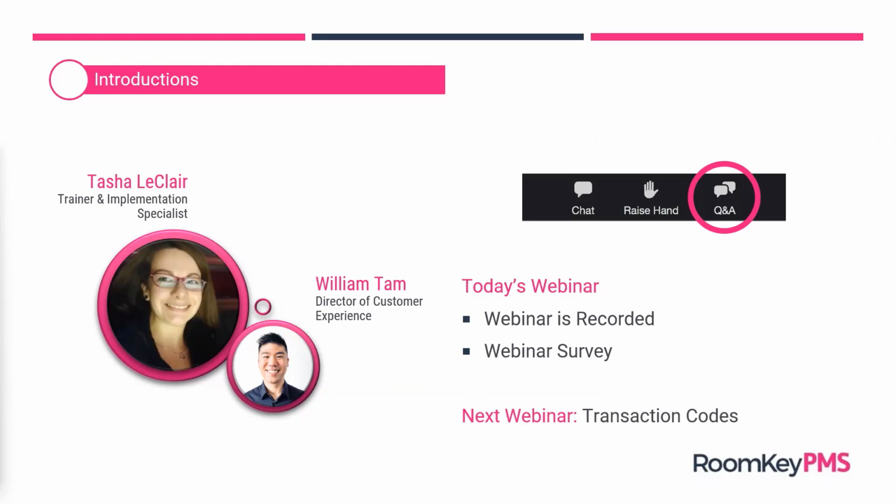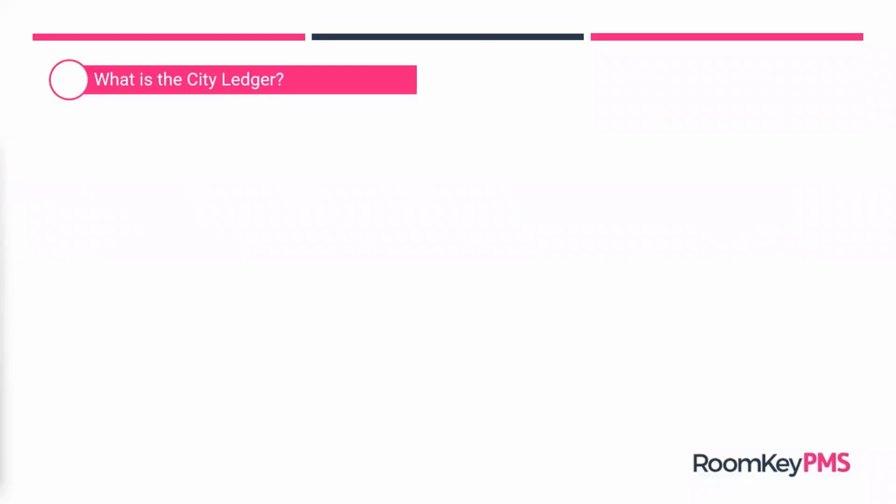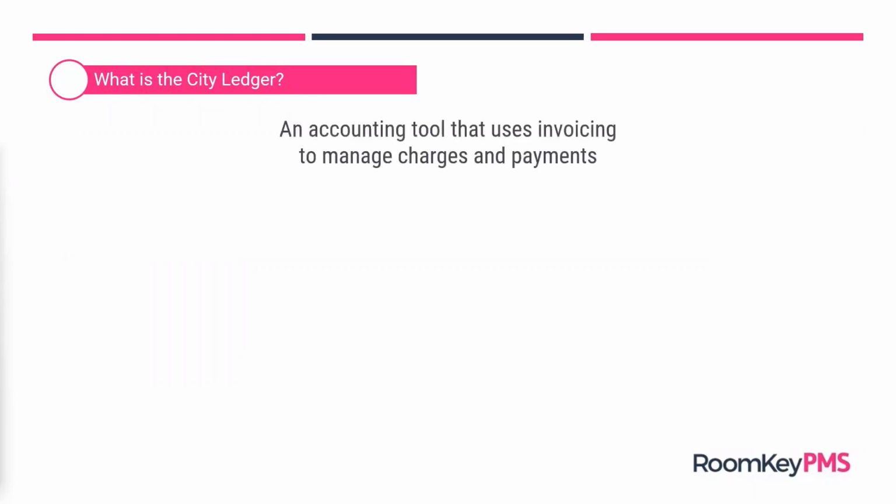So let's get started with today's topic. That is the City Ledger in RoomKey. So we're going to define that from the RoomKey perspective. We do consider this an accounting tool that uses invoicing to manage charges and payments.